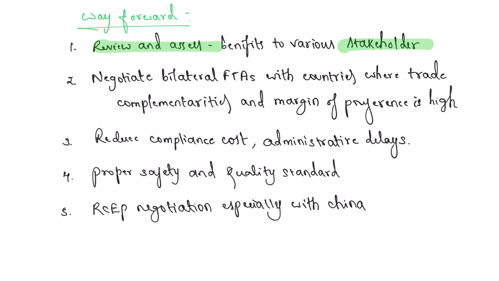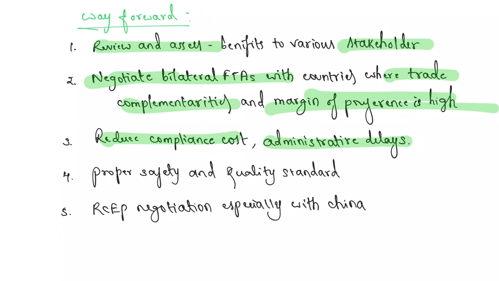The second one is we have to negotiate bilateral free trade agreements with the countries where our trade complementarities and also margin of preference are high. The third one is reduce compliance cost and administrative delays, and by reducing the administrative delays we can also improve our ease of doing business. The fourth one is proper safety, and also we have to maintain the quality standards. And the fifth one is we have to negotiate with China before entering into RCEP.